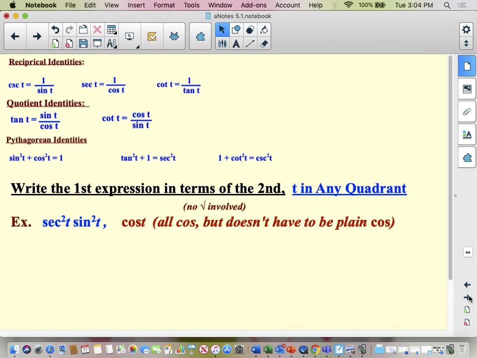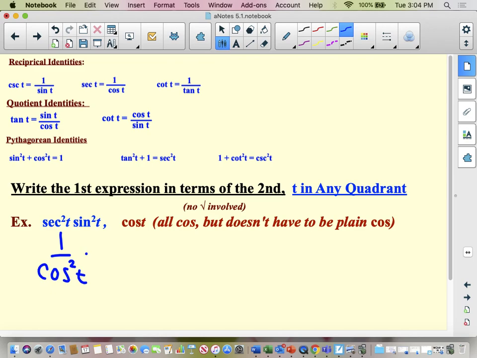Okay, one more on that just so that you can get another example. Write the first expression in terms of the second. So I'm going to write the blue in terms of the red, again in terms of cosine. So if you think about it, secant is the reciprocal of cosine, so probably a good place to start is this is cosine squared. Again, keeping in mind I'm trying to get everything in terms of cosines.